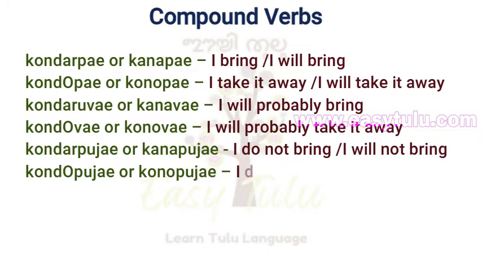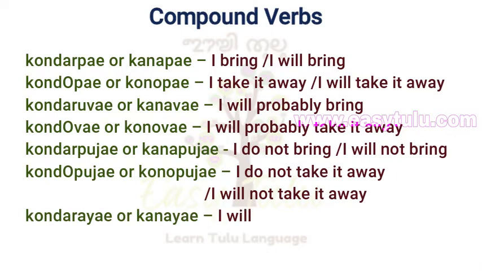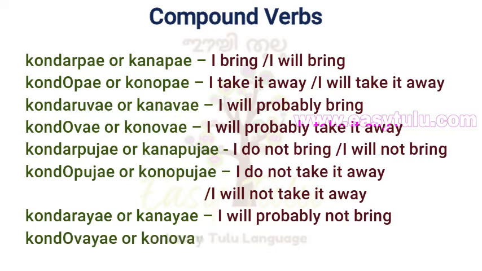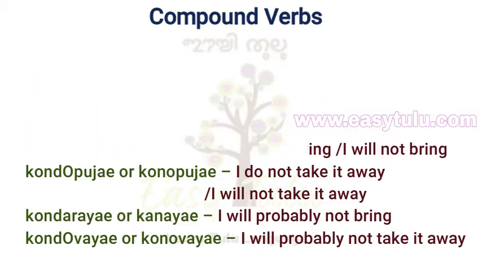Kondarpuje or kanapuje, I do not bring or I will not bring. Kondopuje or konopuje, I do not take it away or I will not take it away. Kondaraya or kanaya means I will probably not bring. Kondovaya or konovaya means I will probably not take it away. Okay, that's all about compound verbs.